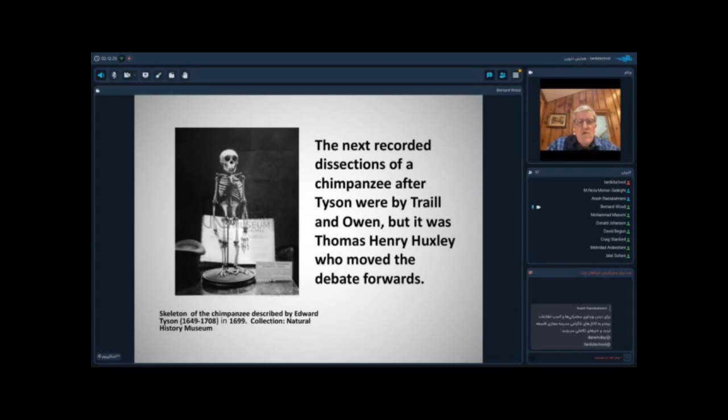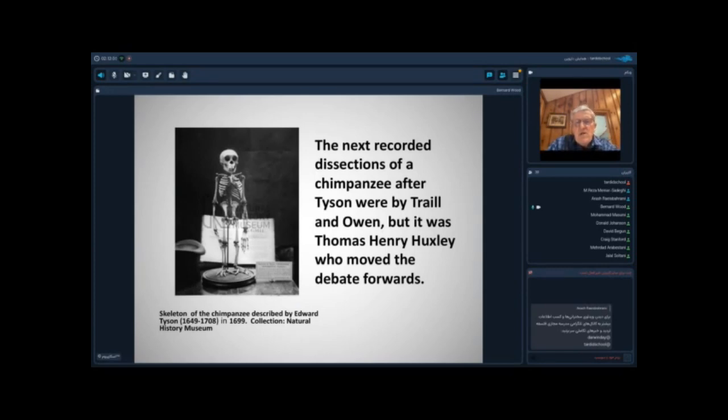He dissected it, and the report of his dissection is a magnificent report. He dissected it along with another anatomist called Cowper. And their dissection was meticulous. They found that there were very few differences between this chimpanzee and the anatomy of modern humans.